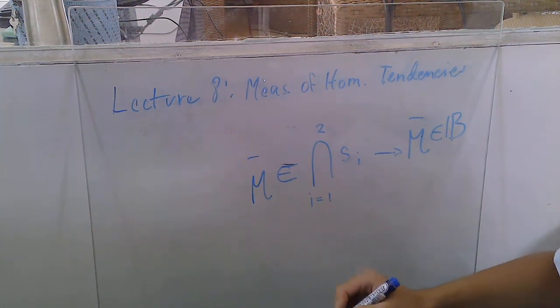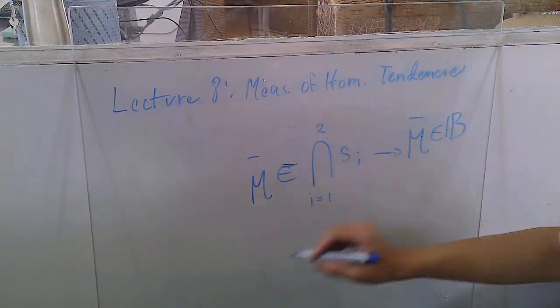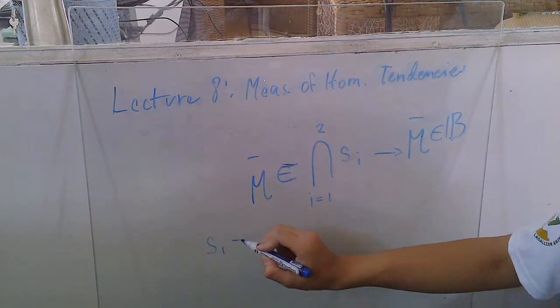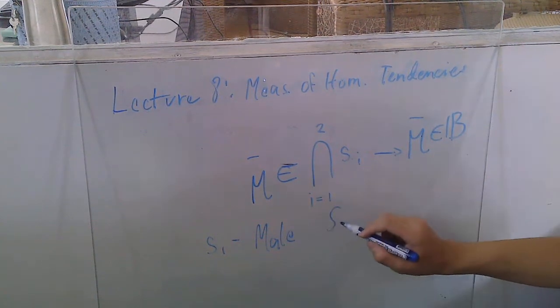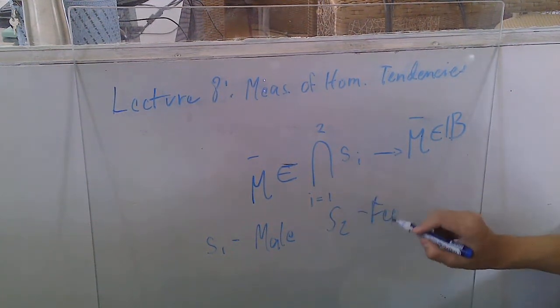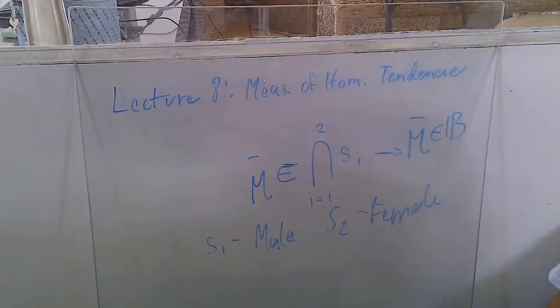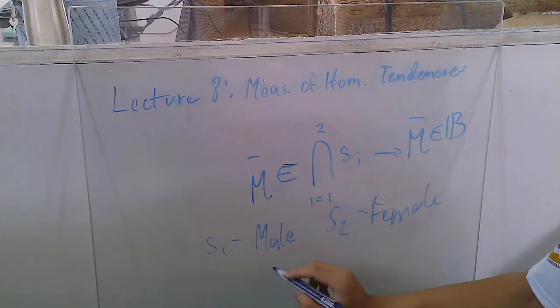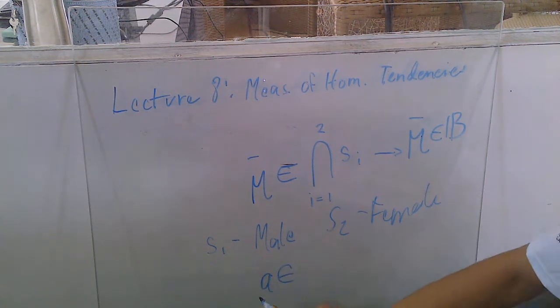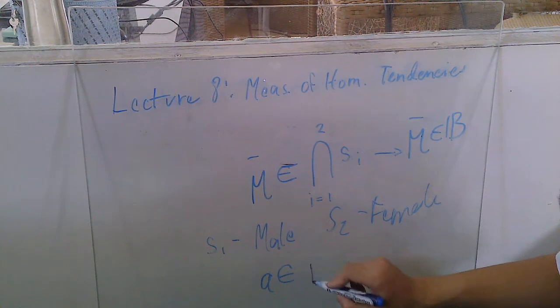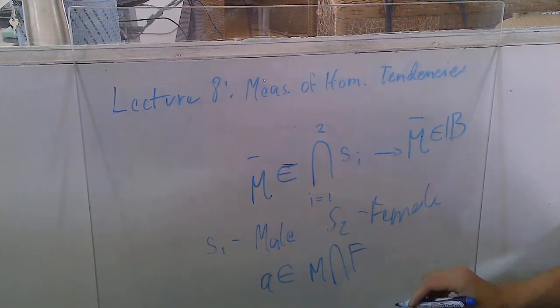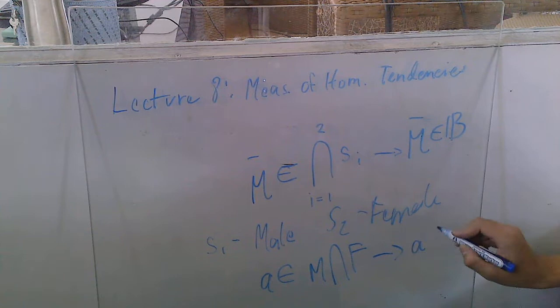Now, to prove this, consider that one of the sets is the set of all things male, and S sub 2 is all things female or girl. So we know from the definition of a Bussy set that if we have an element that's a part of the intersection of M and F, then A is part of the Bussy set.